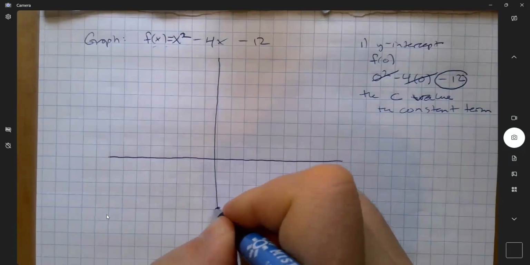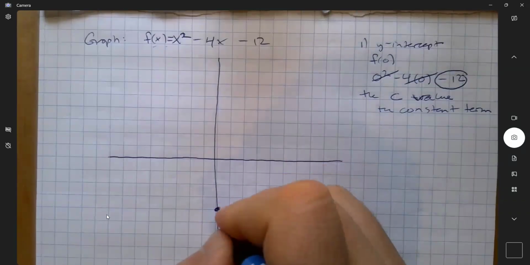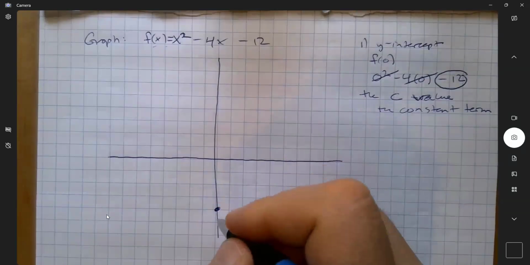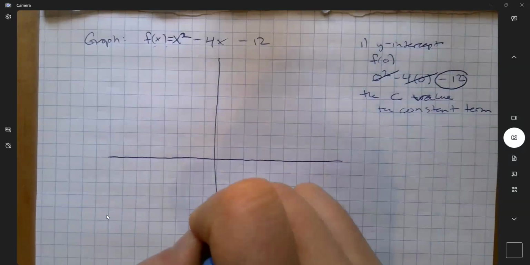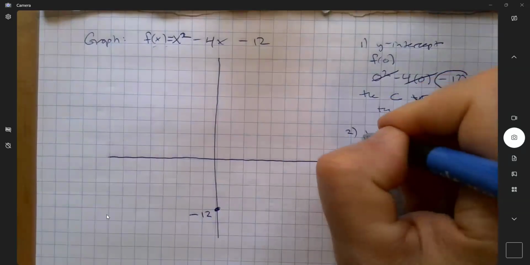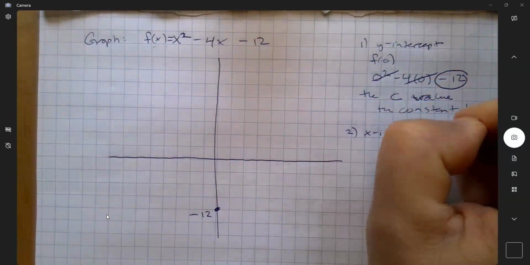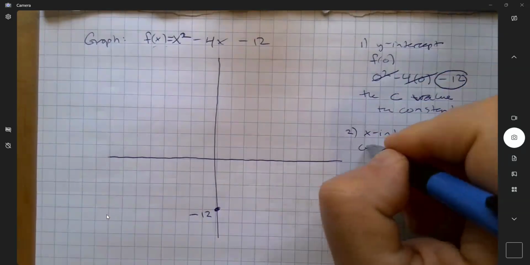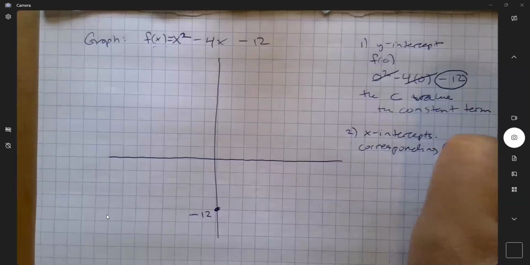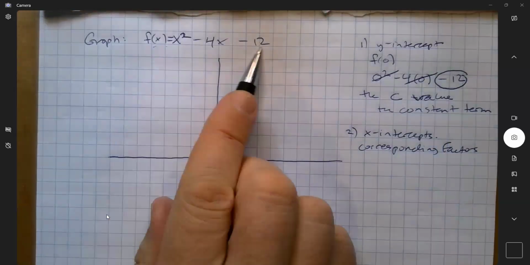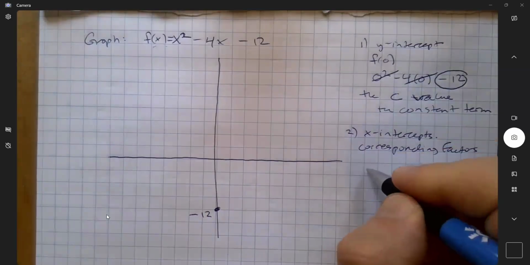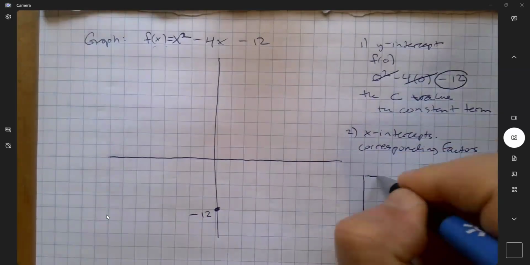Let's say that right there is at negative 12. I'm trying to decide what side to write it on. Okay, I'm going to put it on that side. That's one piece of information. Next piece are the x-intercepts. Well, I find these from the corresponding factors. So if I'm doing this by hand, I need to factor this expression by hand. And let's go ahead and do it.